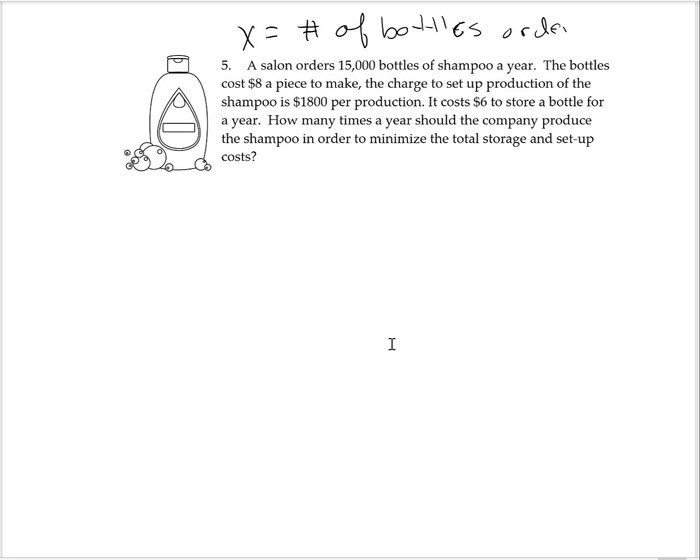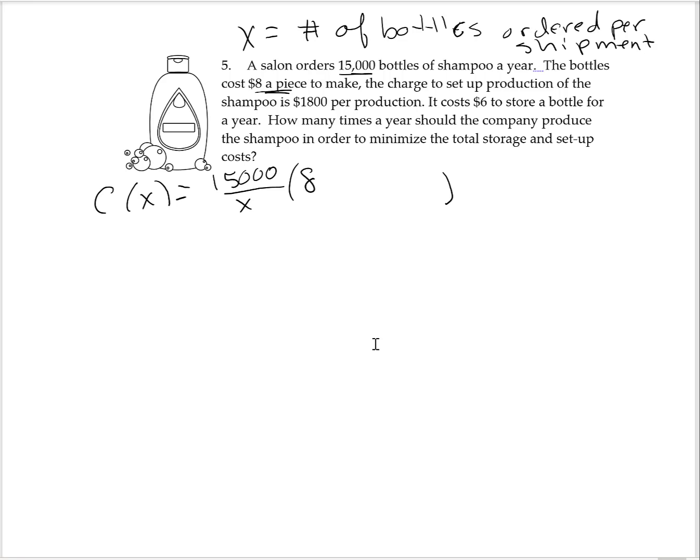All right. So remember, when we're looking at these, X is going to be the number of bottles ordered per shipment. So when we're looking at C of X, we have those two costs to think about. We have production and we have storage. So if we look at production, we know that we are going to want 15,000 altogether. So we're going to have 15,000 over X. This tells us the number of times we're going to order. And then each time we order it, they're $8 a piece. So 8 times how many we buy per shipment, plus the $1,800 for the setup.